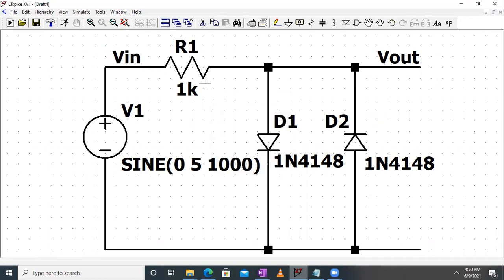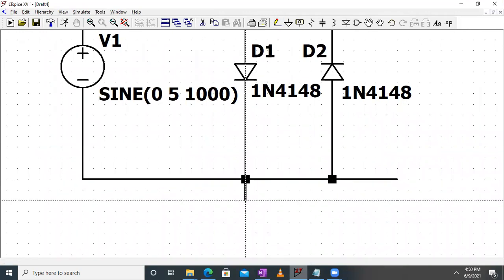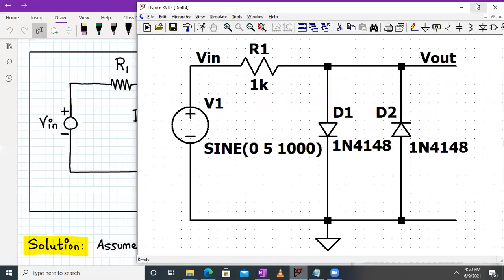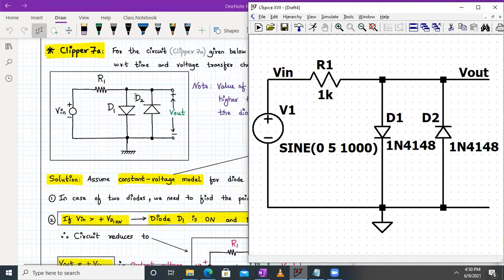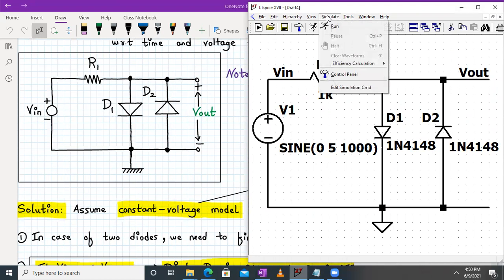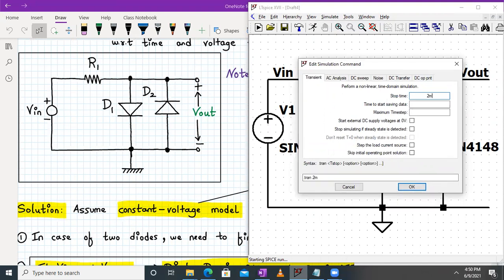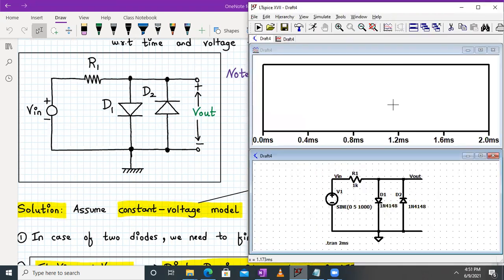So very quickly we have made the circuit, and don't forget to add the ground. So here is my ground. Our circuit is ready. Let us cross check. Yeah, it's the same: resistor, diodes D1, D2, and input. So we'll check the output now. We'll click on run. Frequency we have given as 1000, so time period will be 1 millisecond, and we'll click on OK.